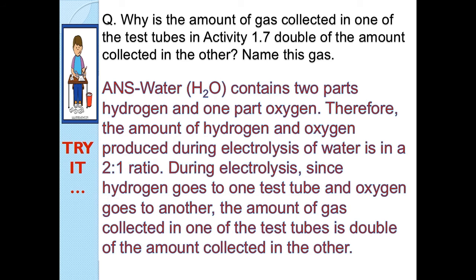Water contains 2 parts hydrogen and 1 part oxygen. Therefore, the amount of hydrogen and oxygen produced during electrolysis of water is in a 2:1 ratio. During electrolysis, hydrogen goes to one test tube and oxygen goes to another. The amount of gas collected in one of the test tubes is double of the amount collected in the other.